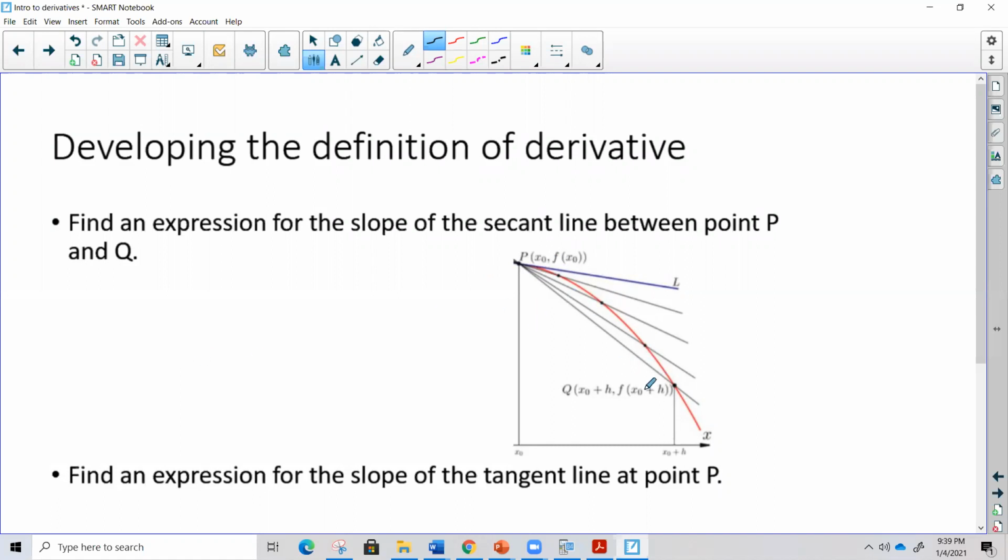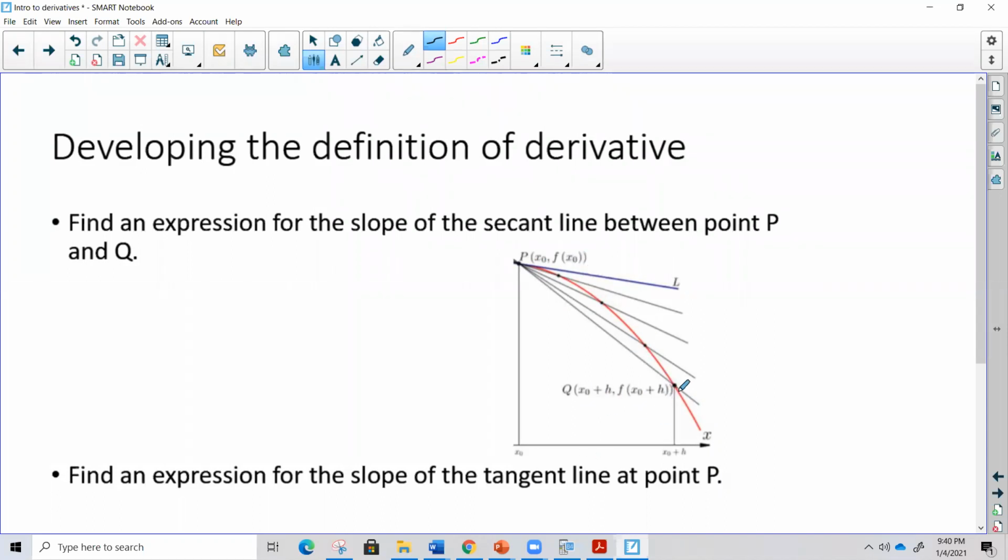So if I look at P and Q, instead of giving values, we write it in general terms. For P, we're calling x naught the x value. The little o here, the little zero, we call naught. And then the y value would be f of x naught. Remember, f of something means the y value at that x value.